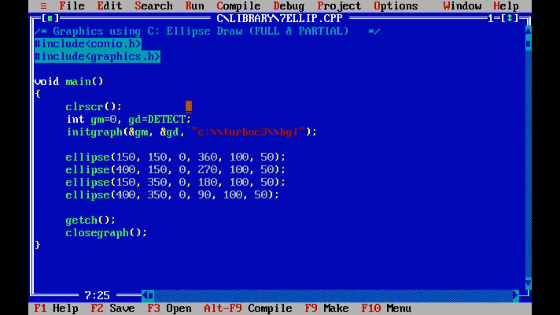Okay, this program demonstrates different ellipses and the title is graphics using C, ellipse draw full and partial. Before discussing this program, I would like to go to the output. Okay, there are four ellipses. One is full and the remaining ones are partial. Now I discuss how to draw these graphical components.